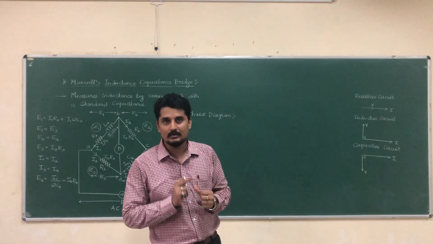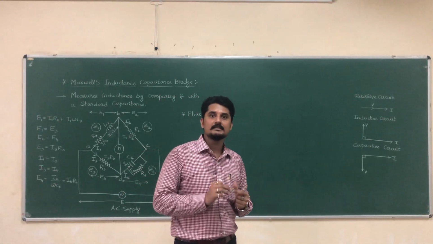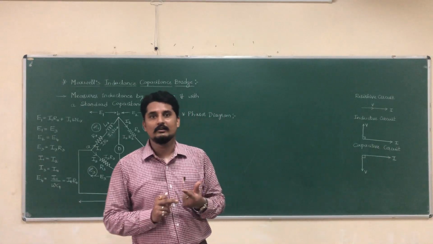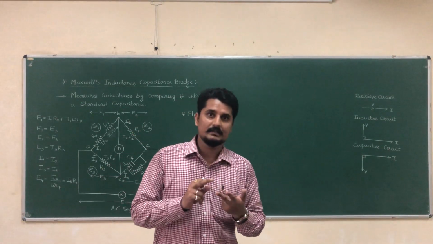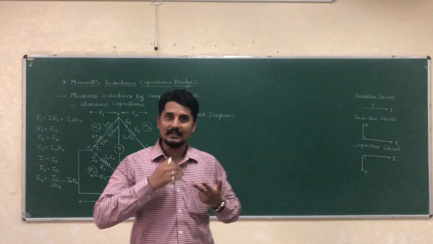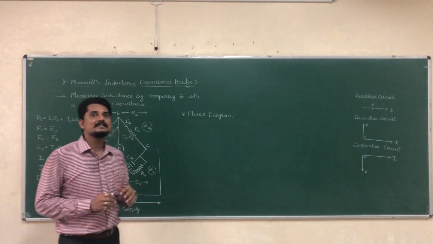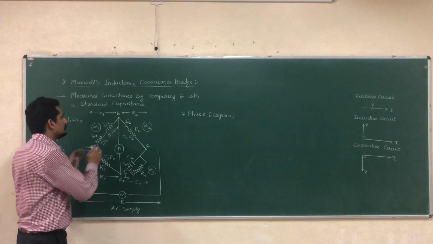If it is resistive, voltage and current will be in phase. If it is inductive, voltage leads current by an angle of 90 degrees, and if it is capacitive, voltage lags current by an angle of 90 degrees. Now we'll start analyzing the circuit.